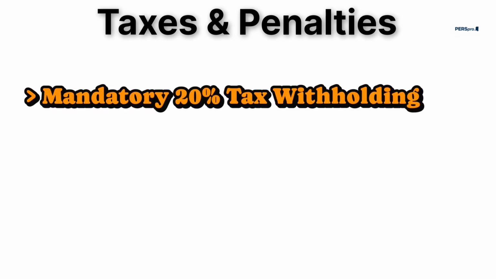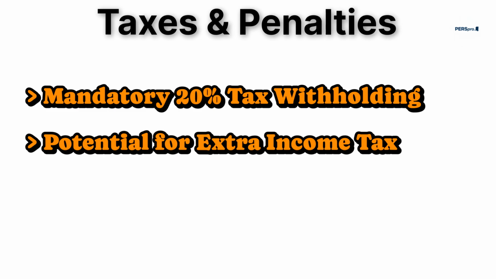There are tax and penalty implications you must be aware of with these 5 options. Mandatory 20% tax withholding. If you elect to receive payment directly under Option A, Option D, or Option E, PERS is legally required by the IRS to automatically withhold 20% of the taxable portion for federal income tax withholding purposes.